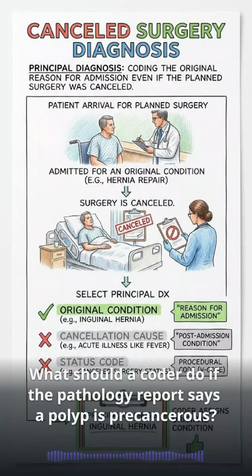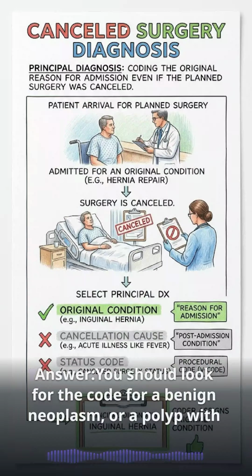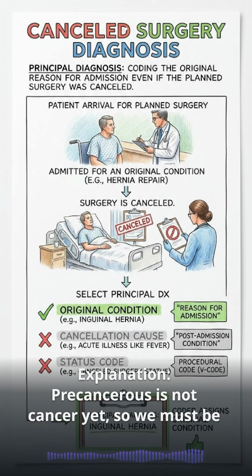66. What should a coder do if the pathology report says a polyp is precancerous? You should look for the code for a benign neoplasm or a polyp with dysplasia. Precancerous is not cancer yet, so we must be very careful not to use cancer codes.